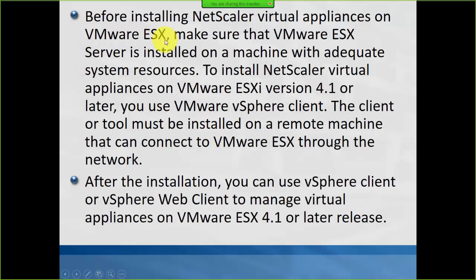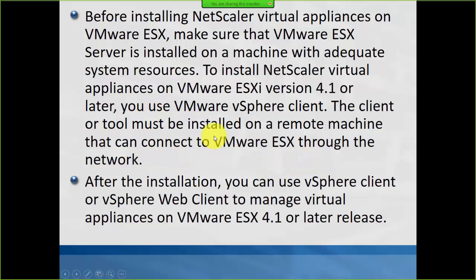Before installing NetScaler virtual appliances on VMware ESX, make sure of the VMware ESX prerequisites. Make sure the ESX server is installed on a machine with adequate system resources. Of course, these are high-end servers, so we don't need to go through this. It should be above ESXi version 4.1. The client or tool must be installed on a remote machine, so we can remotely access VMware ESX.